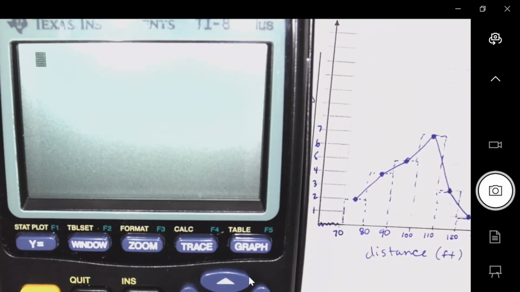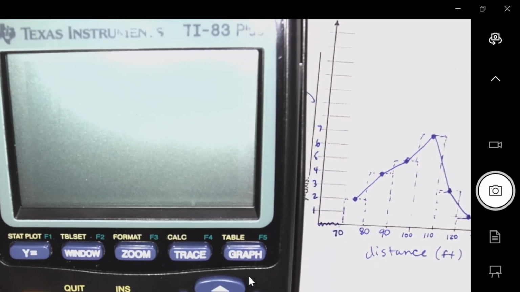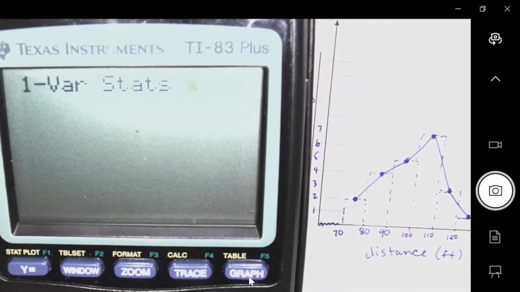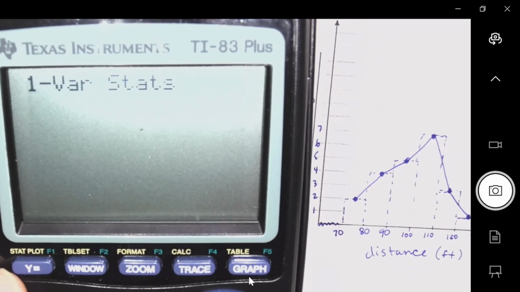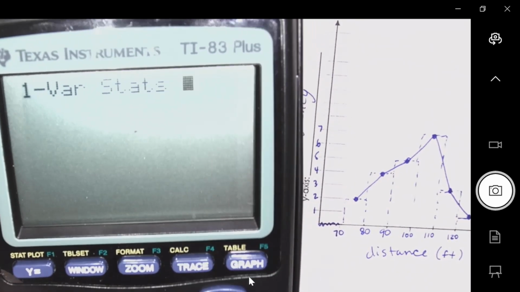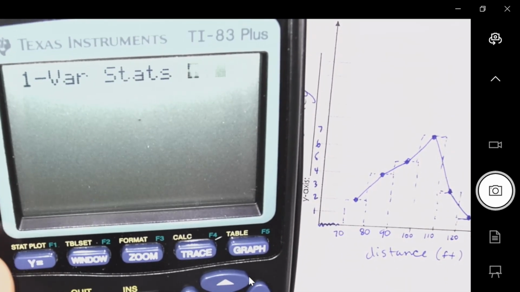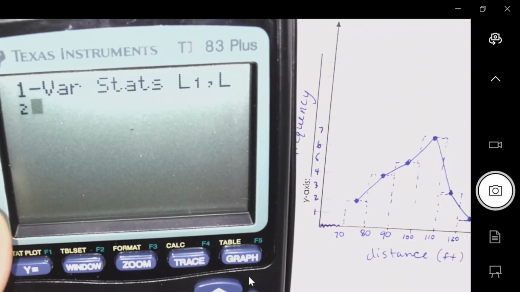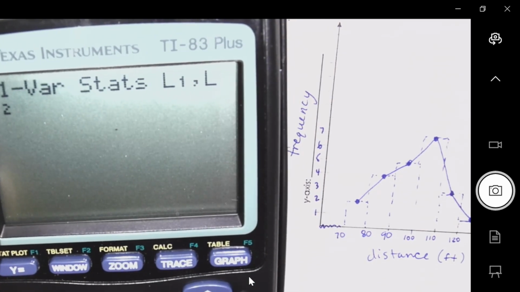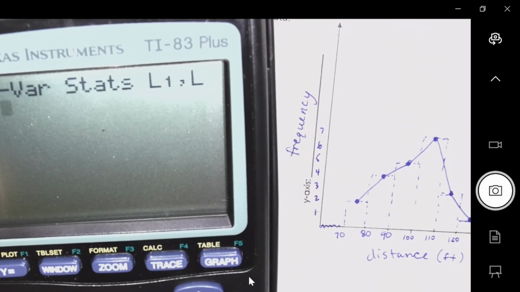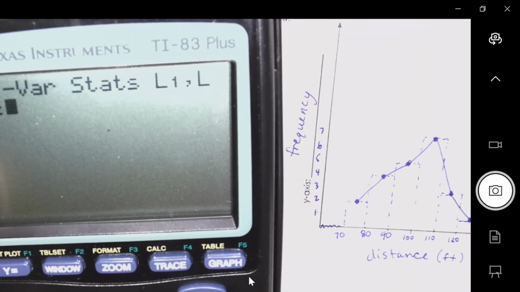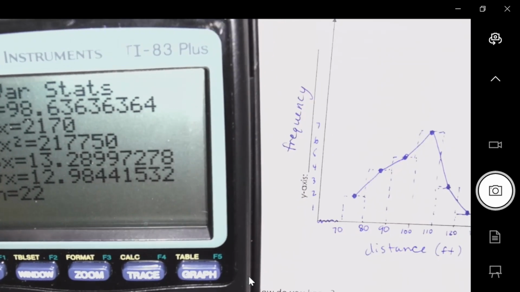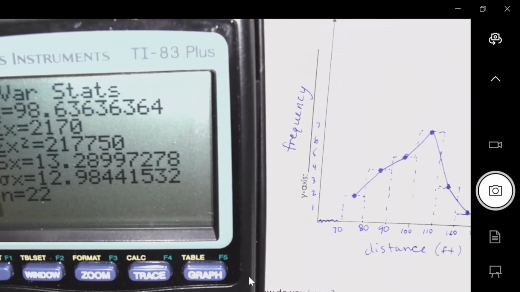Okay, ready? What do we push? Stat. Calculate. One variable statistics. This time I do have to push something. What do I have to push? L1, comma L2. Everyone has that on their cheat sheet? When you do a table, you got to do L1, comma L2. It's just quick for me. Go back to your edit and you got to check that over.